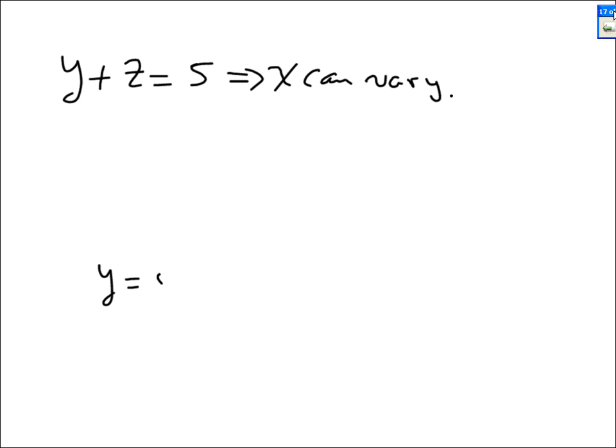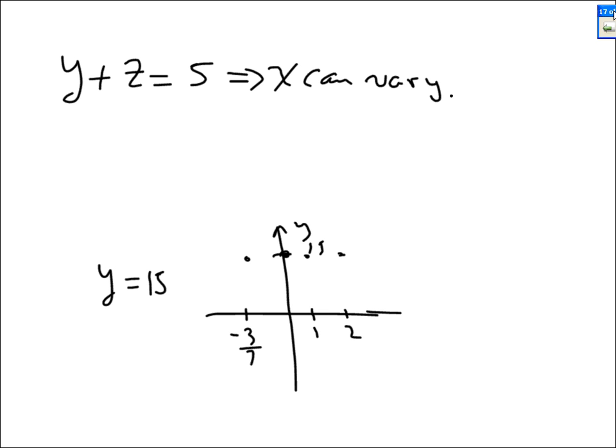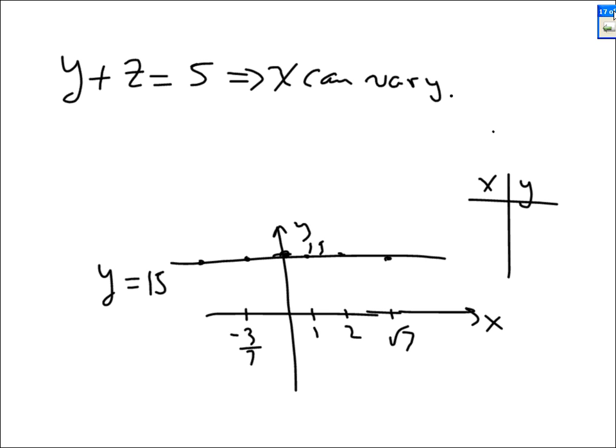When we had y equal to 15 in 2 dimensions, you go up to 15 and x could be 1, x can be 2, x can be negative 3 over 7, x can be the square root of 7, and y is still 15. You get all of these points. X was able to be anything. And if you wanted to make up a table, x, y, remember, y is 15. When x is 0, what's y? 15. When x is negative 7, what's y? 15. When x is 2.8, what's y? 15. X can be anything.